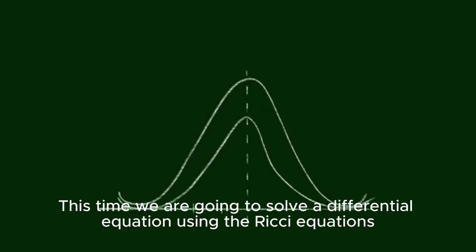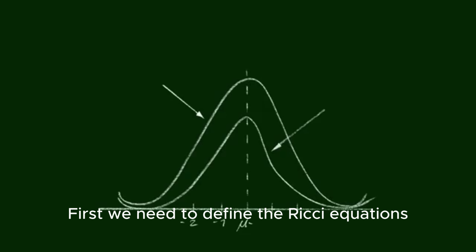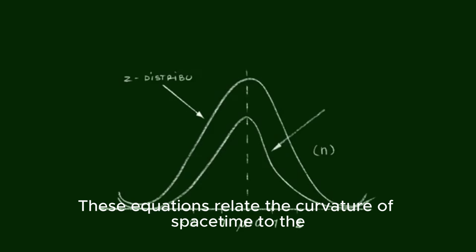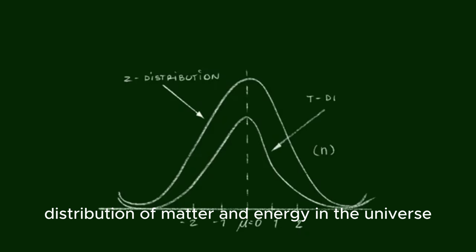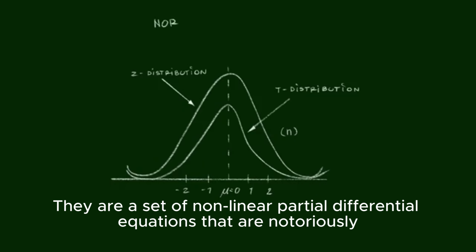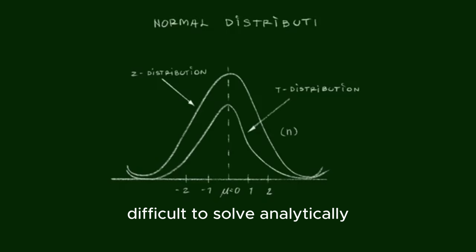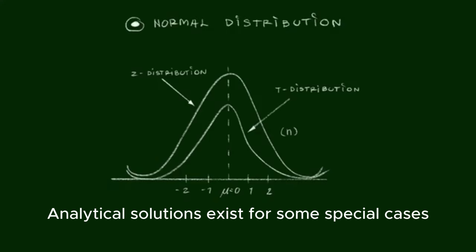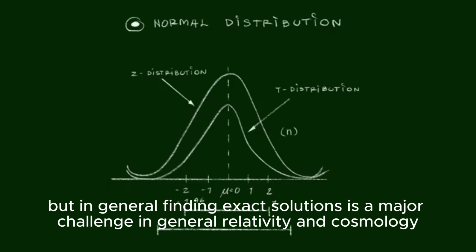This time, we are going to solve a differential equation using the Riccati equations. First, we need to define the Riccati equations. These equations relate the curvature of spacetime to the distribution of matter and energy in the universe. They are a set of nonlinear partial differential equations that are notoriously difficult to solve analytically. Analytical solutions exist for some special cases, but in general, finding exact solutions is a major challenge in general relativity and cosmology.